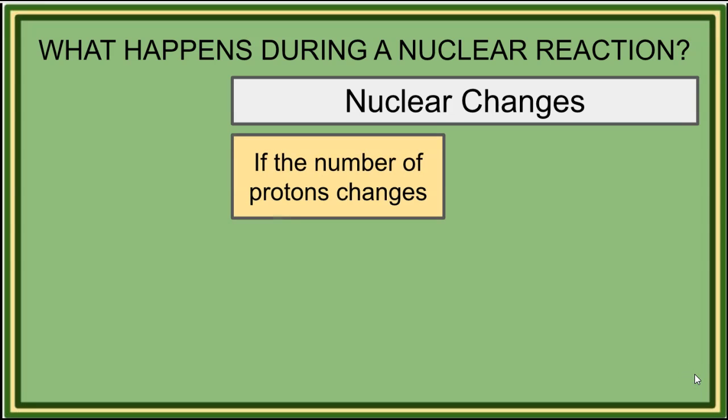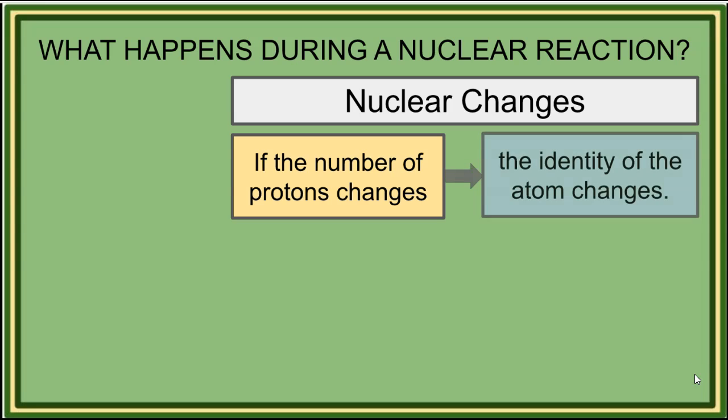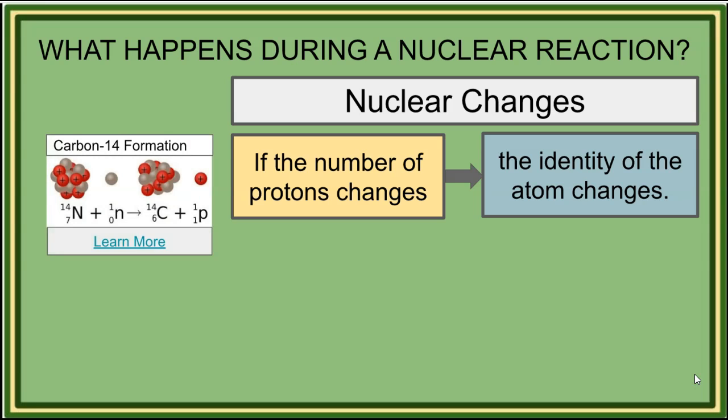During nuclear changes, if the number of protons changes, then the identity of the atom changes. That is because the atomic number is different. And this happens when carbon-14 is formed. In the upper atmosphere, nitrogen can be bombarded with neutrons, and the neutron can cause a nuclear reaction to happen and form carbon-14 plus 1 proton. So the neutron goes in and bumps out a proton, which now makes the atomic number 6 instead of 7.